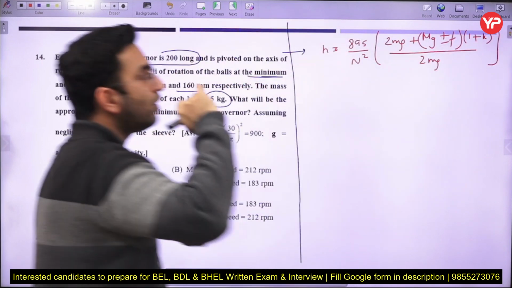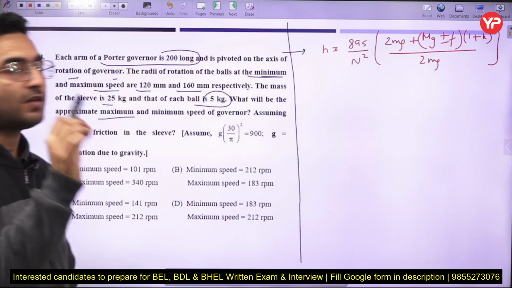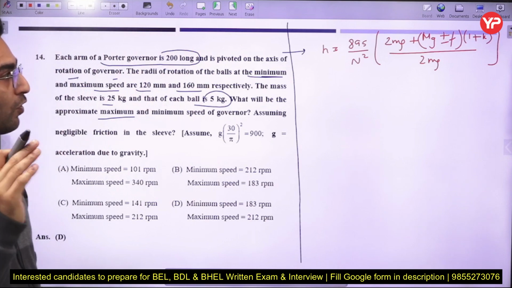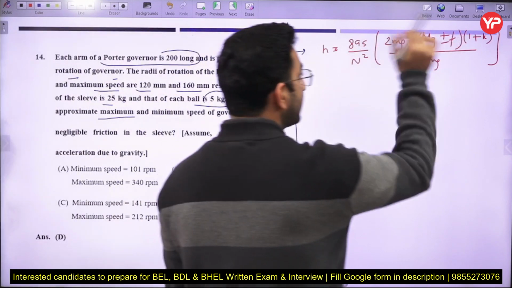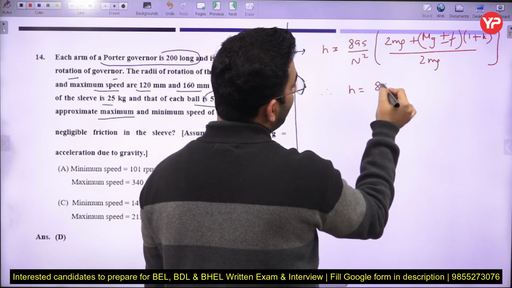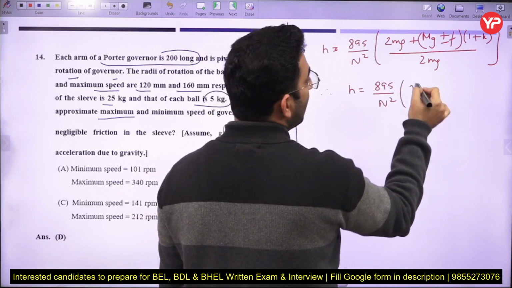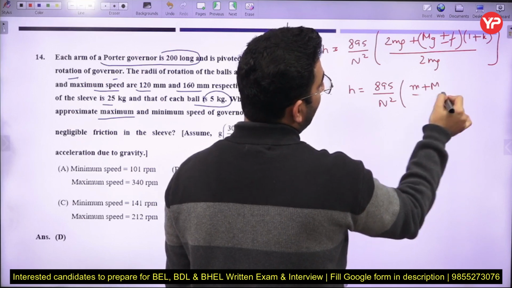So now in this case, upper and lower arms are pivoted on the axis of rotation, that means the value of k is going to be 1 here. Along with that, we don't have friction present inside the system, so we can say the formula of h will become 895 divided by N squared multiplied by (small m plus capital M) by small m here.